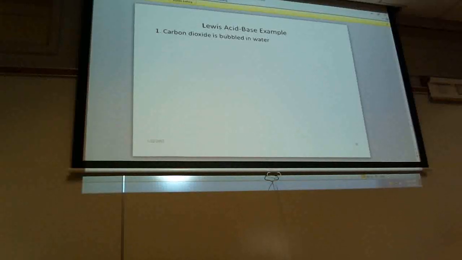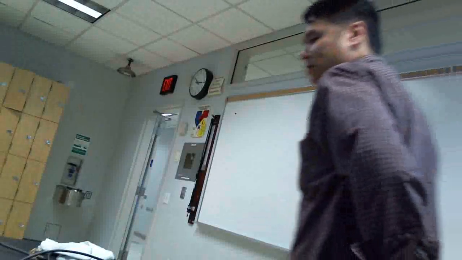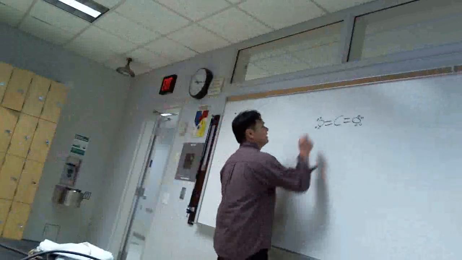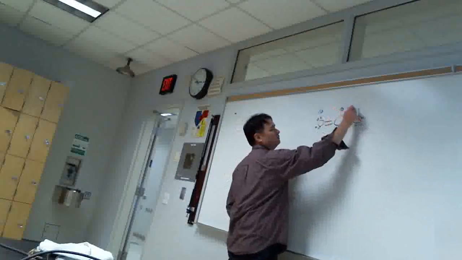And so let's do this. Carbon dioxide is bubbled in water. First let's analyze carbon dioxide. What do we want to see? There are different ways we can analyze carbon dioxide. Let's go ahead and look at the formal charges. Do the formal charges tell us anything? No, because all the formal charges are 0. So it just has everything evenly distributed.